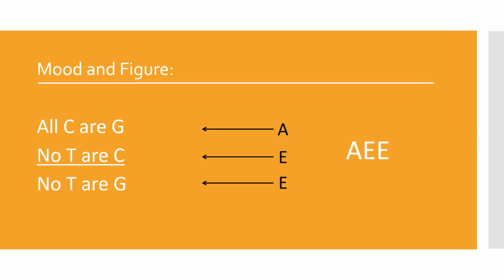And of course, from this point, it's pretty simple to figure out what your mood and figure is. Notice my major premise is an all claim, which is simply an A. My minor premise is a no claim, which is an E claim, and my conclusion is also another E claim. So my mood of this particular argument is AEE.